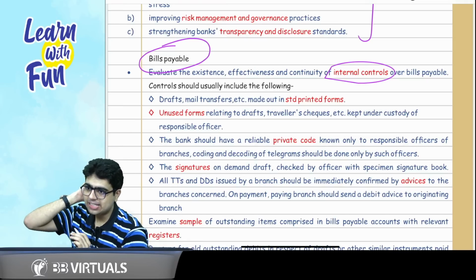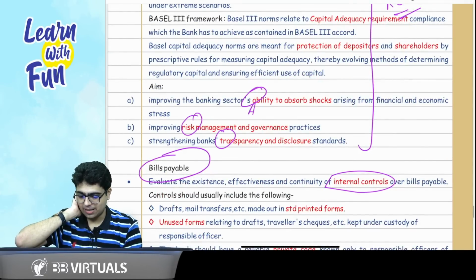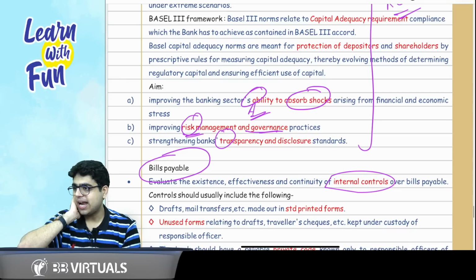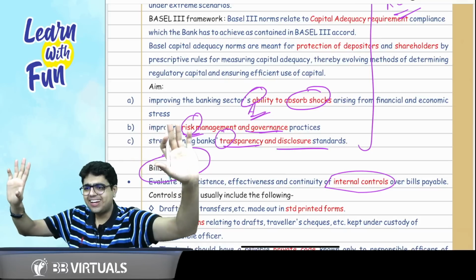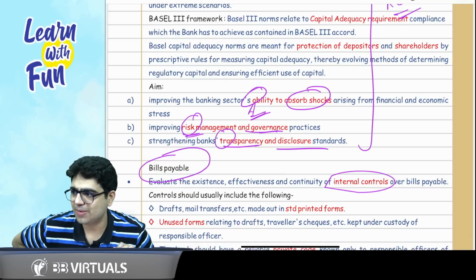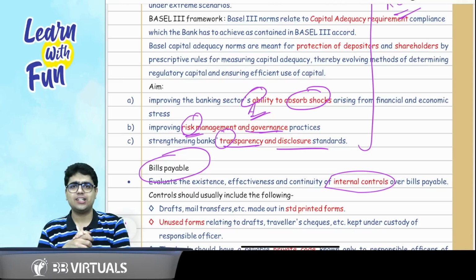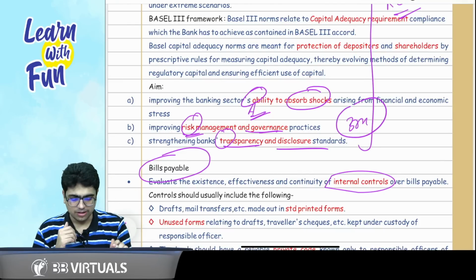Sir, in Basel we had learned 8 points. Yes, ART. Basel is an ART. A for ability to absorb the shocks. R for risk management and governance. And T for transparency and disclosure. Sanya, you are too good. Everyone who is watching the video, please write this mnemonic ART: ability to absorb the shocks, risk management and governance practices, and transparency and disclosure standards. A three-marker question has come. Sanya, you are getting laddus from everyone.